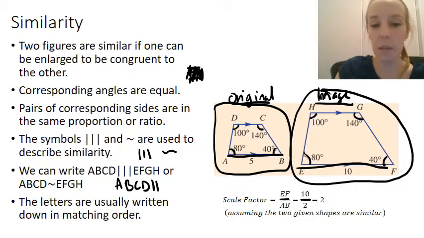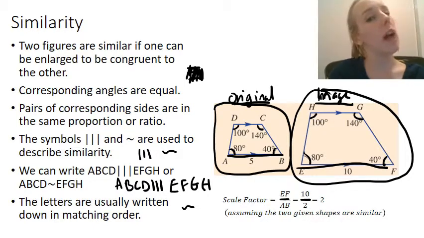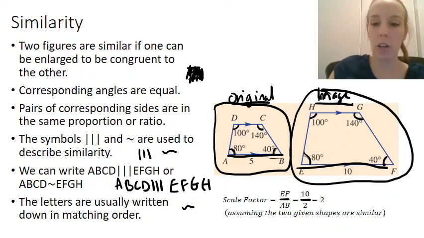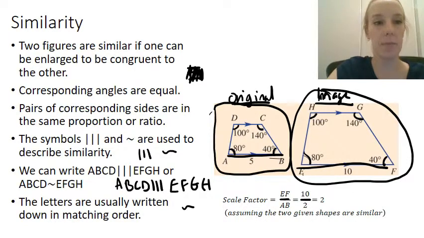ABCD is a similar shape to EFGH. As I said, you could also use the wiggly line if you prefer. So again, the letters are usually written down in matching order. So just like they were for congruent shapes, they're written in the same order. So A corresponds with E, B corresponds with F, C corresponds with G, and D corresponds with H. So that's just the way we write things.